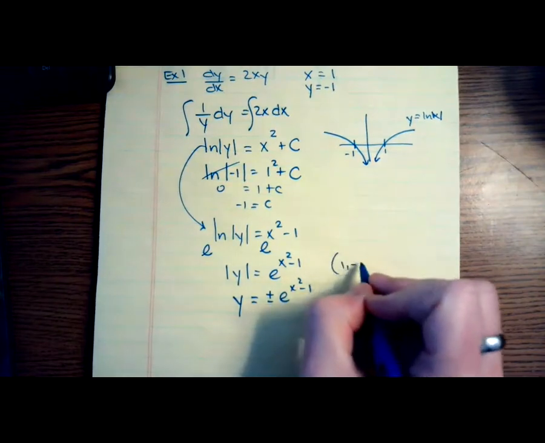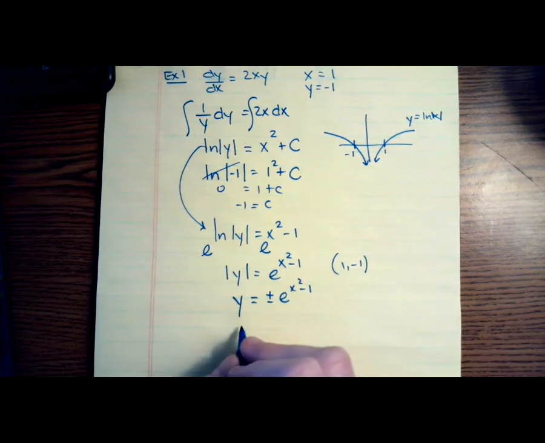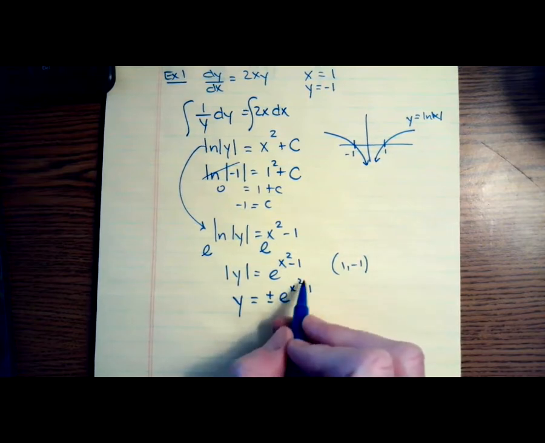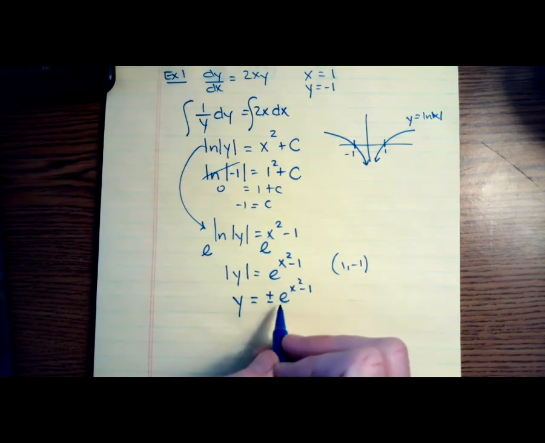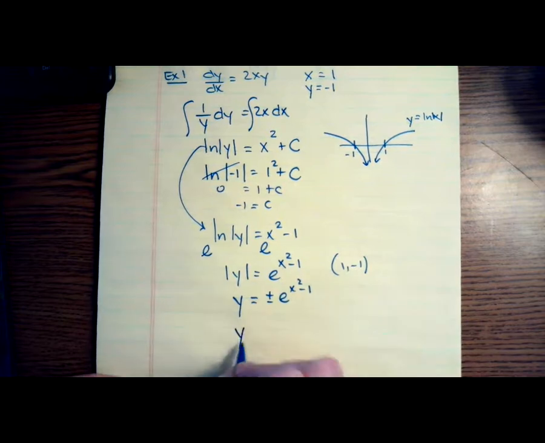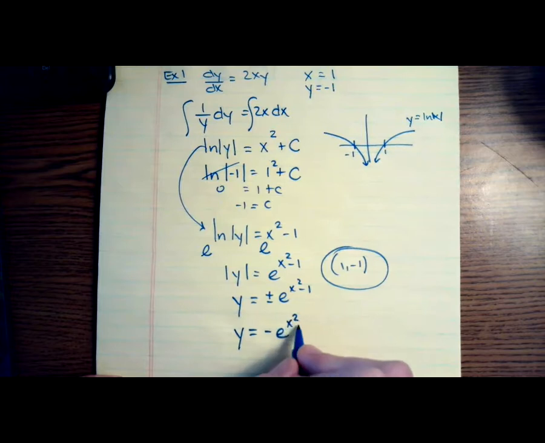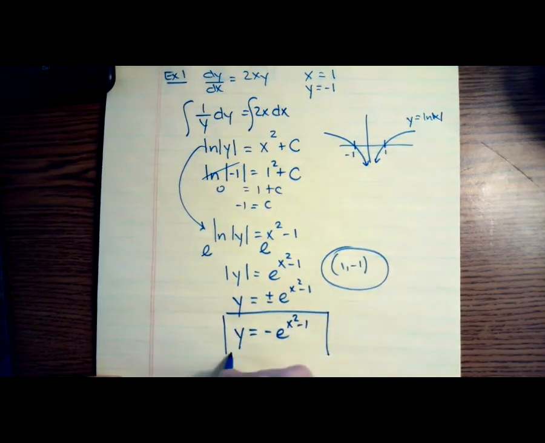My initial condition was 1, -1. When I put 1 into this equation, I better get -1. Well, if I put 1 into here, 1 squared minus 1, that's 0. E to the 0 is 1, but I need to return -1. So my solution for this particular initial value needs to be that equation with the negative.